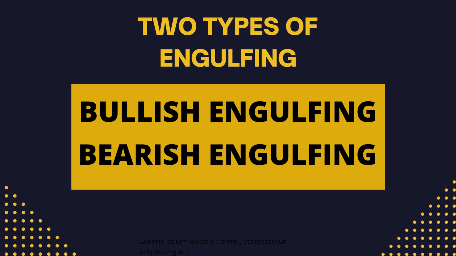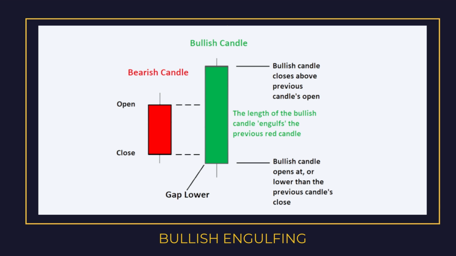Bullish engulfing. Bearish engulfing. A bullish engulfing pattern is a two-candlestick reversal pattern that forms when a small red candlestick is followed the next by a large green candlestick, the body of which completely overlaps or engulfs the body of the previous candlestick. This two-candlestick pattern occurs after a downtrend.